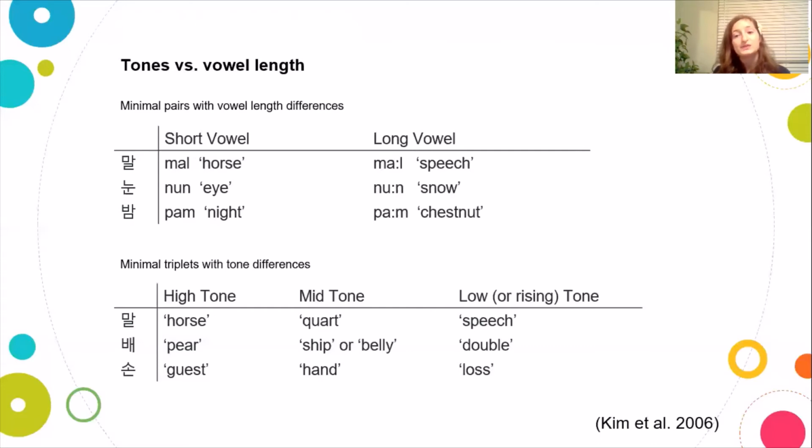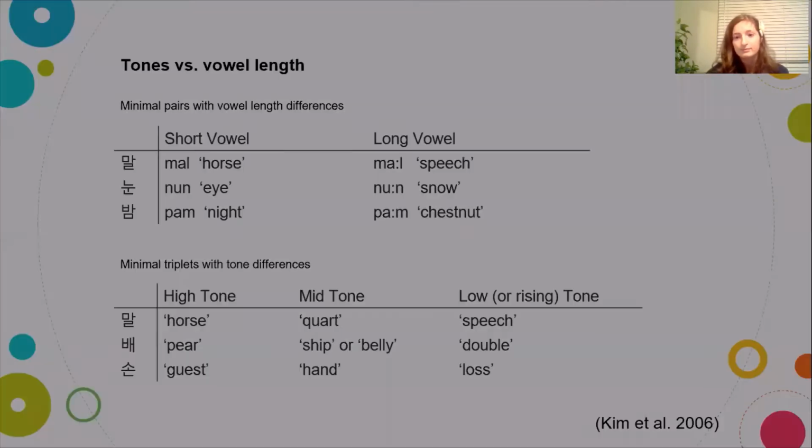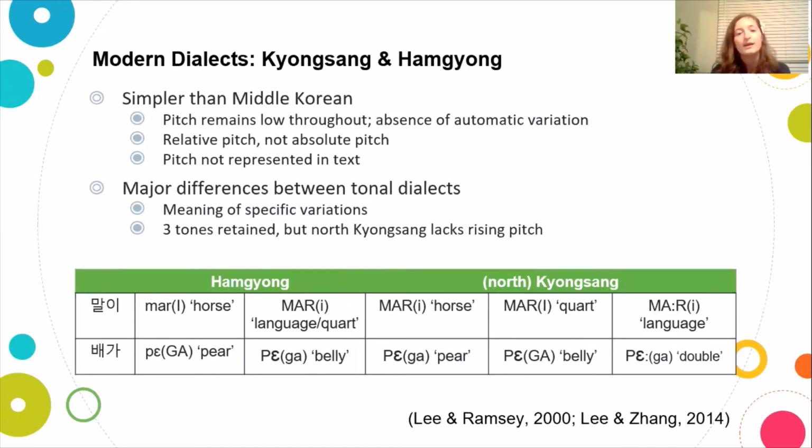Again, there are a few instances where both vowel length and tone exist, like the North Gyeongsang dialect. And in that case, mal with an even tone with a short vowel could mean court. Mal with a high tone could mean horse. And then with a lengthened vowel, that could mean speech or language.